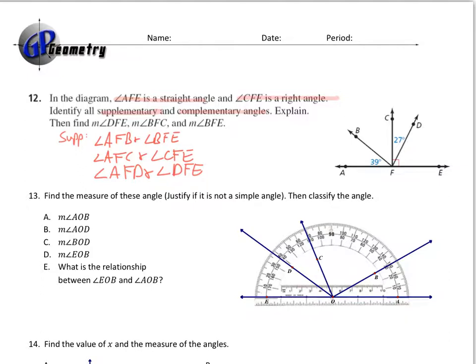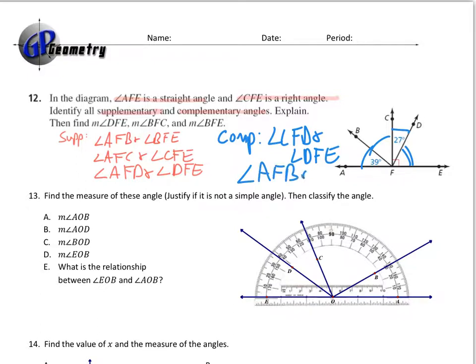Now let's go for some complementary angles. Remember, complementary adds up to 90, all right? They complement each other. So we have some pairs. We've got this angle here and this one. They make 90. Then we've got another pair right there. Those two guys will add up. That's AFB and BFC. All right, two pairs. Great.